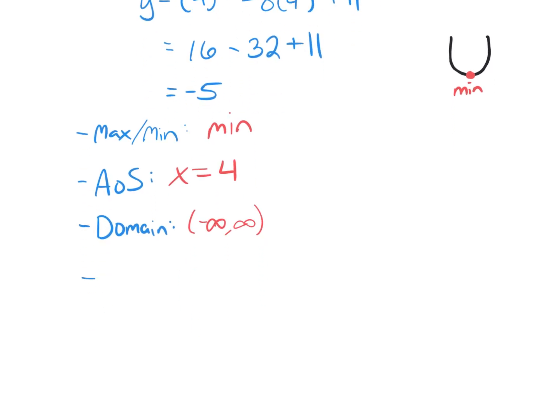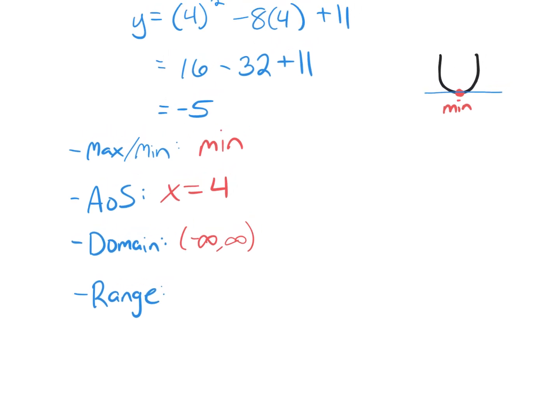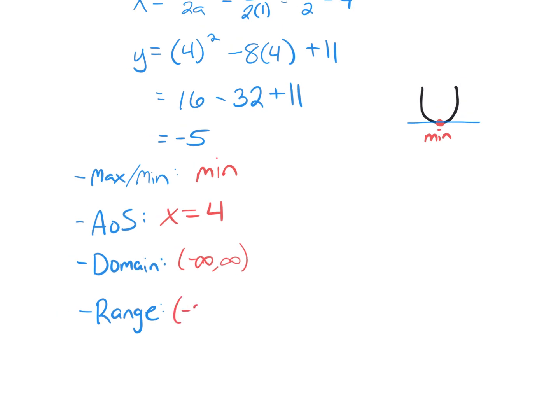What's after domain? Range. Now, use the picture to help you. What is my lowest y value? Negative 5. Yep, negative 5. And then my highest y value is positive infinity. Yep.